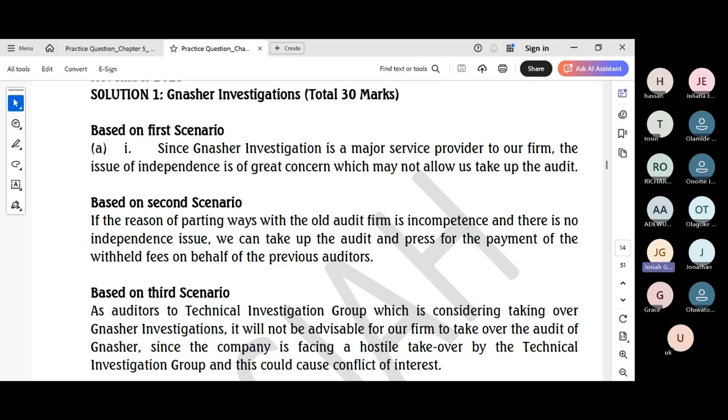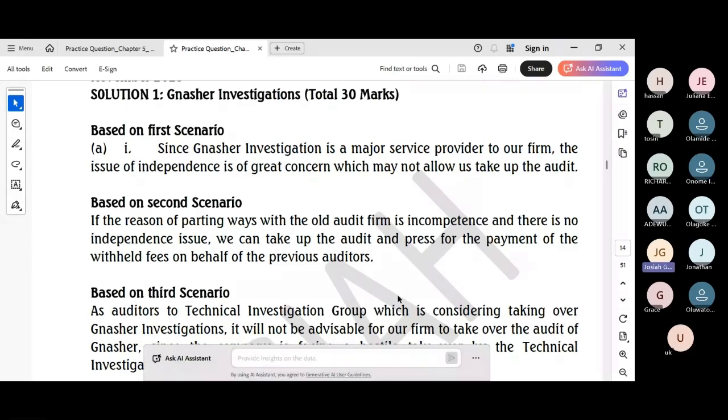Then the acrimonious departure of previous auditors. This is a major red flag, actually. It indicates a risk to the integrity of management and a high-risk client. So you must explain that you need to contact the previous auditors for professional clearance to understand the reasons for their departure. This is very important.